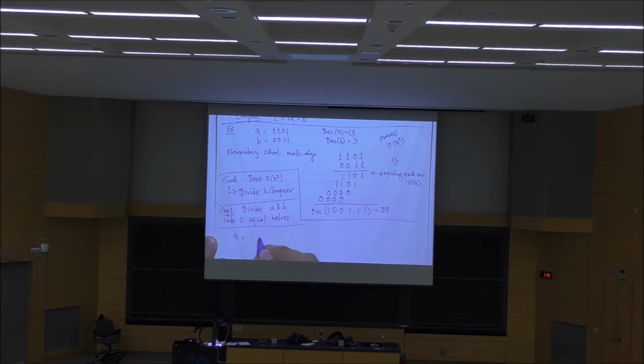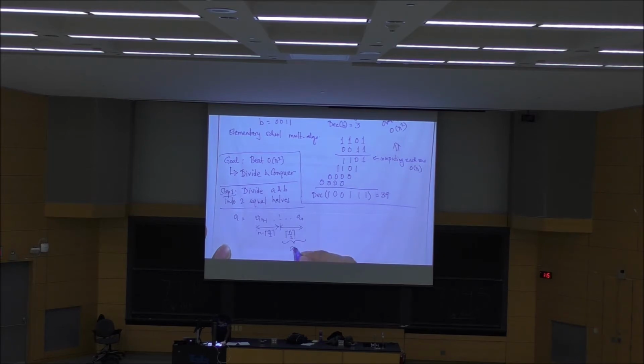Well, my A, if you think of it as an array, has n bits from most significant to least significant. Let's just look at the last ceiling of n over 2 bits, and then whatever is remaining, so n minus ceiling of n over 2 bits. I'm going to distinguish between subscripts and superscripts. Subscripts are bits, superscripts are halves. So A superscript 0 is the last half, A superscript 1 is the first half.